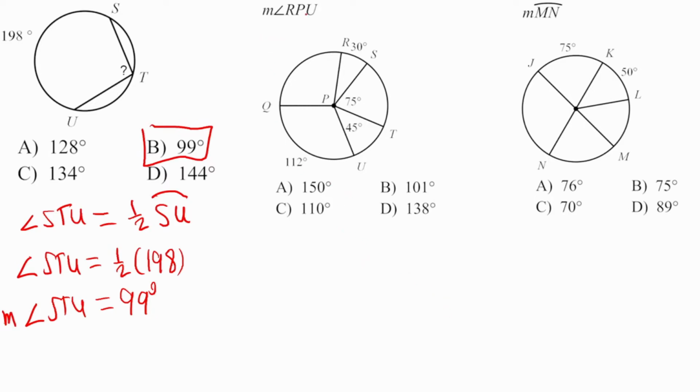Next up, angle RPU. Notice RPU is going to be a central angle, right? So we have to use our central angle theorem. Our central angle theorem states that the central angle is equal to the arc that it intercepts. So this is our arc here, it's 30 degrees, so our central angle here is going to be 30 degrees. But notice RPU is the combination of these three angles, so we have to add them up. 30 plus 75 plus 45. 30 plus 75 will give me 105. Plus 45 will give me 150 degrees, also known as A.